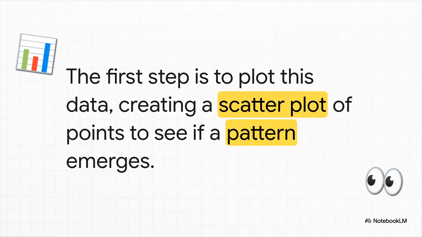To really get a feel for this hunch, the very first step is to plot all these numbers on a graph. This thing is called a scatter plot. It's just a collection of dots, where each dot is one quarter's activity and cost. Now we can actually start to see if a real pattern emerges from all that data.